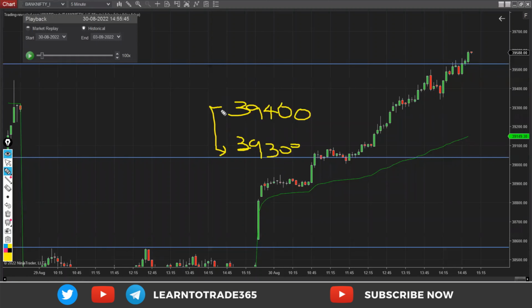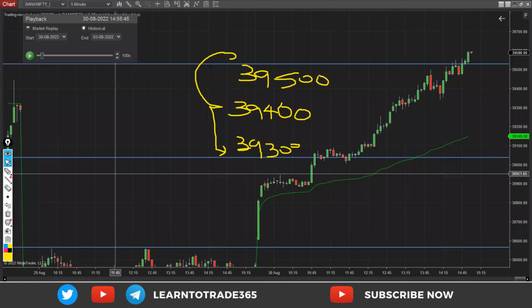If I'm expecting price to move down, I'll choose one or two strikes away, either the 39,500 or 39,600 put option, to plan my option buying trade. This is the simplest way of choosing the option strike price.